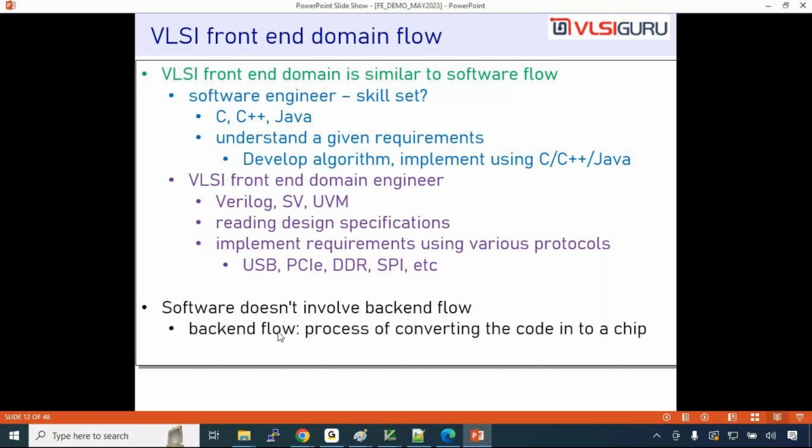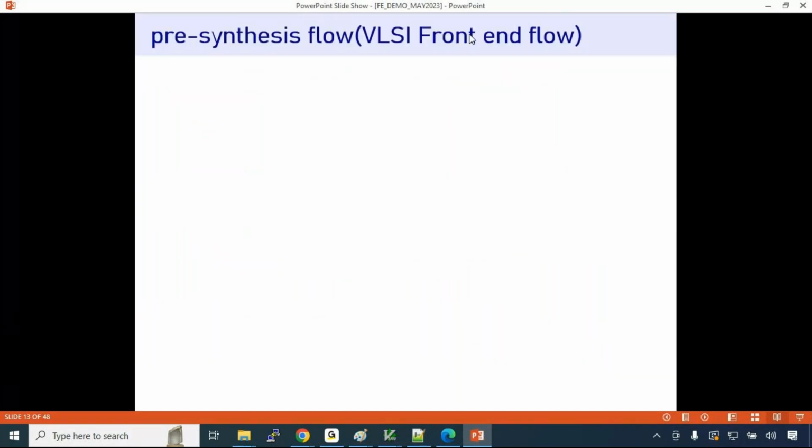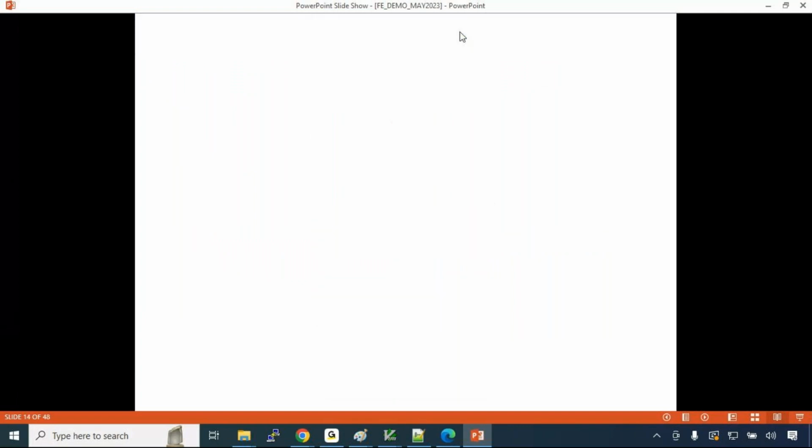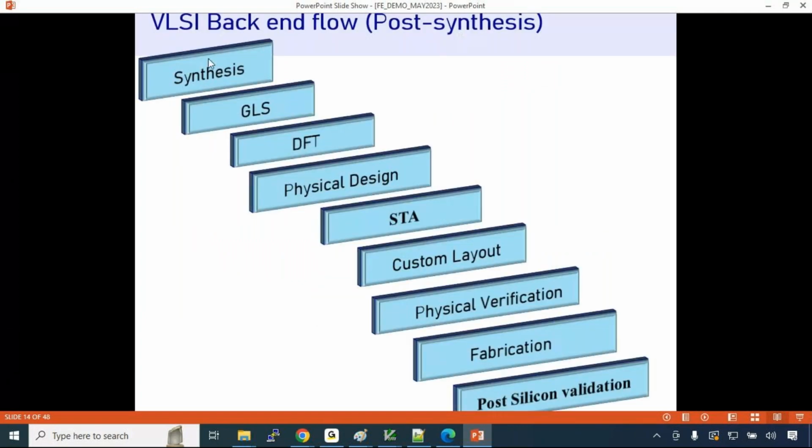So what is the backend flow? The process of converting code into a chip. Okay. There is the pre-synthesis flow, the post-synthesis flow, the backend flow, where it starts from synthesis, gate level simulations, DFT, physical design. There are many stages in this.